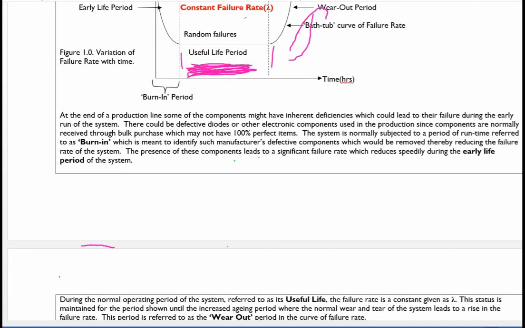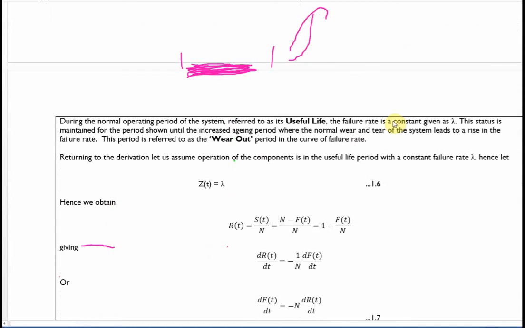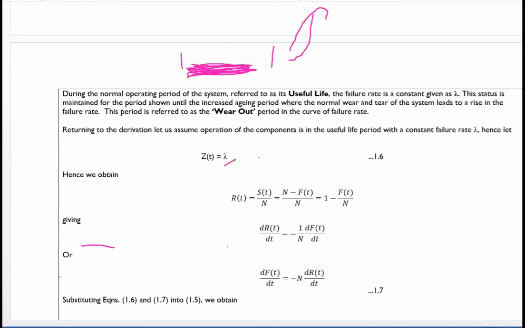Having known that the failure rate is constant in the useful life period, we now return to our derivation. Now let the failure rate be constant, which is equal to lambda. If it is constant and equal to lambda, hence our reliability, which initially we defined as S of t upon n, that is to say the number of components that survive upon the total number of components.